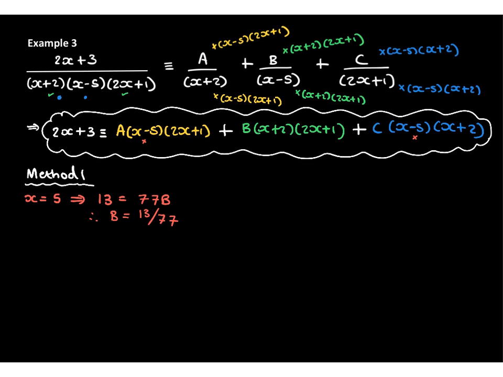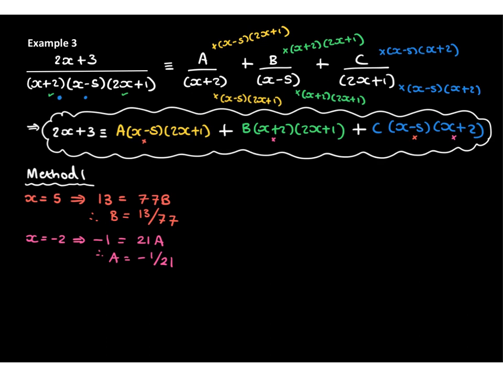So what next? We're going to substitute in the value of x equals negative 2. So on the left-hand side, x equals negative 2 gives us negative 1. On the right-hand side, well, this is going to vanish and this is going to vanish. So I only need to focus on the A term, and this gives me 21A. So I get another slightly unpleasant looking fraction of A equals negative 1 over 21.